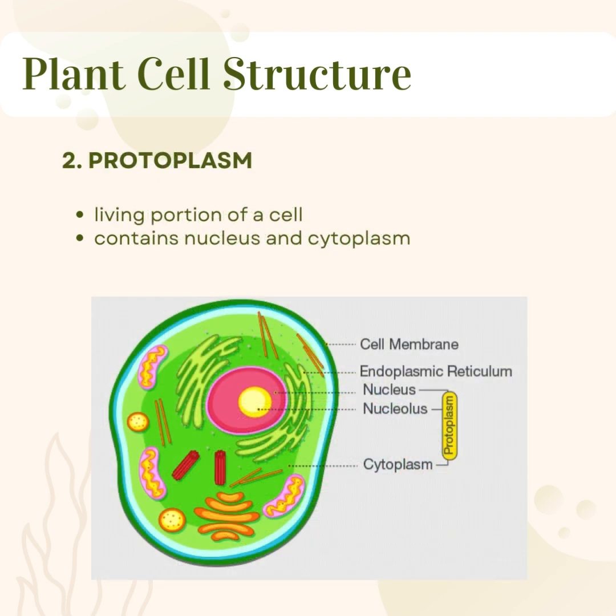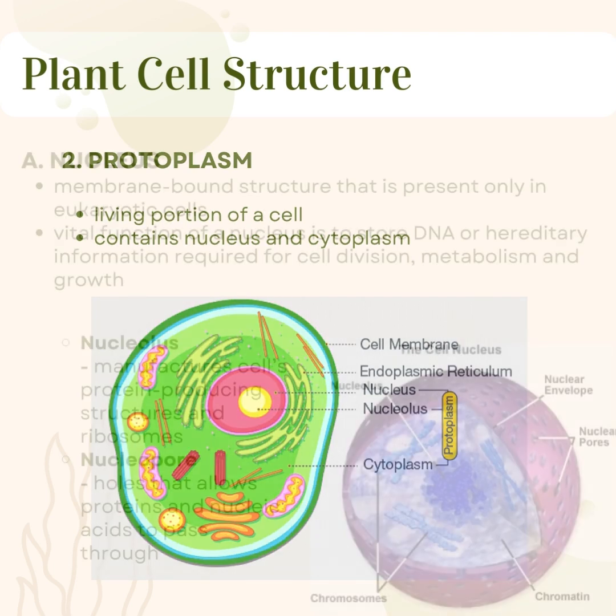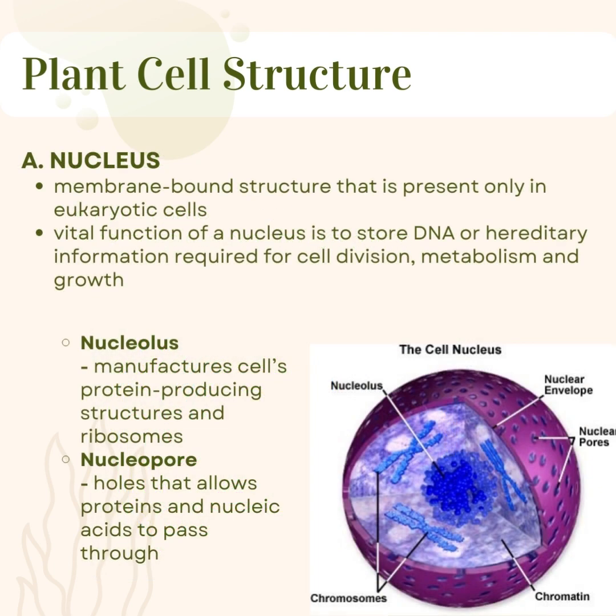Next is the protoplasm. It is the living portion of a cell. It contains the nucleus and cytoplasm. Nucleus. It is a membrane-bound structure that is present only in eukaryotic cells. Its vital function is to store DNA or hereditary information required for cell division, metabolism, and growth. It is composed of the nucleolus and nucleopore. Nucleolus manufactures the cell's protein-producing structures, the ribosomes. Nucleopore has holes that allow proteins and nucleic acids to pass through.